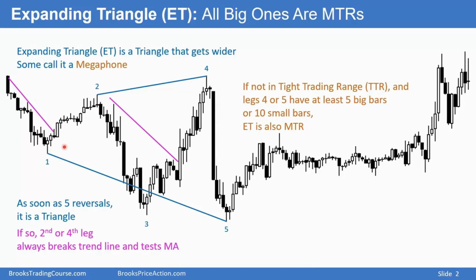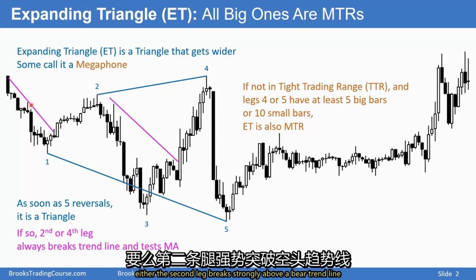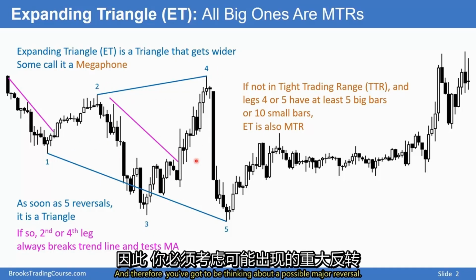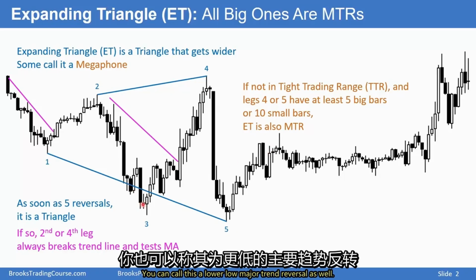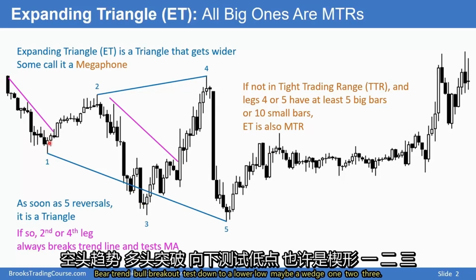Whenever you have an expanding triangle, either the second leg breaks strongly above a bear trend line or the third leg breaks strongly above a bear trend line. And therefore, you've got to be thinking about a possible major reversal. We have a test of the low and we have a successful reversal. You can call this a lower low major trend reversal as well. Bear trend, bull breakout, test down to a lower low, maybe a wedge, 1, 2, 3.